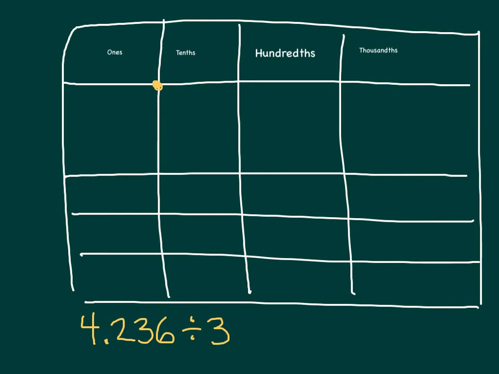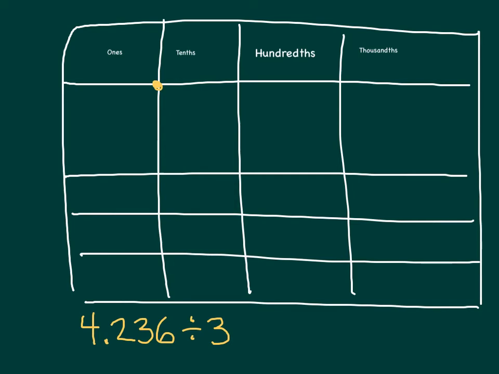Welcome to Module 1, Lesson 14. Today we're going to be using our place value chart to pictorially see what's happening when we divide a decimal number by a whole number. And so I am starting down here with my problem. I have 4 and 236 thousandths divided by 3.